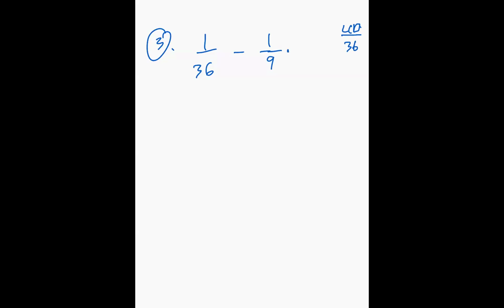So 1 over 36, take away 4 over 36. Now, sometimes if I'm not paying attention, I'll go in circles. I'll say, wait a second, 4 over 36 reduces to 1 over 9. Then I go back to my original problem. So don't go in circles accidentally and reduce it now.